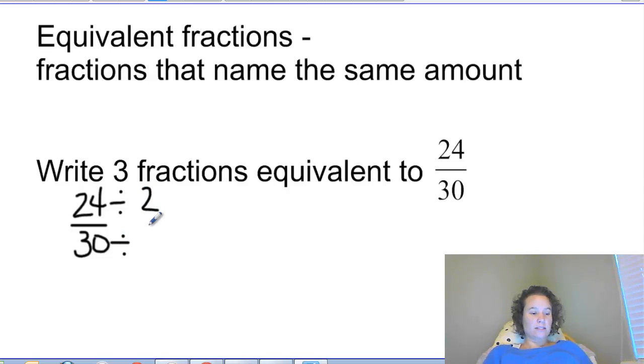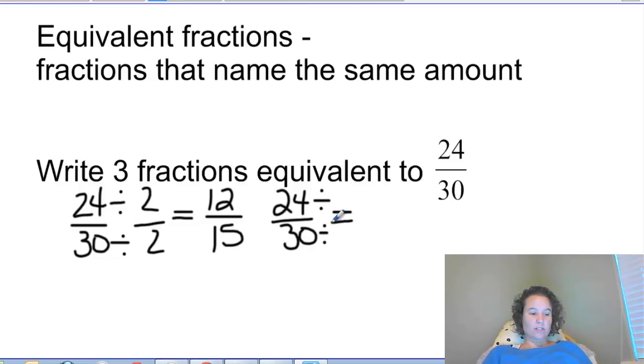So in this case I could choose 2, because 24 and 30 are both divisible by 2. They're both even numbers, so they are for sure both divisible by 2. And notice again, I am dividing by 2 over 2, so I'm really just dividing by 1. And when you divide by 1, you get the same number back out. So my fraction is going to look different when I'm done, but it's going to mean the same amount. 24 divided by 2 is 12, and 30 divided by 2 is 15. So now I have 12/15, and I know that is an equivalent fraction to 24/30, and I can go ahead and do this a couple more times and find other equivalent fractions.